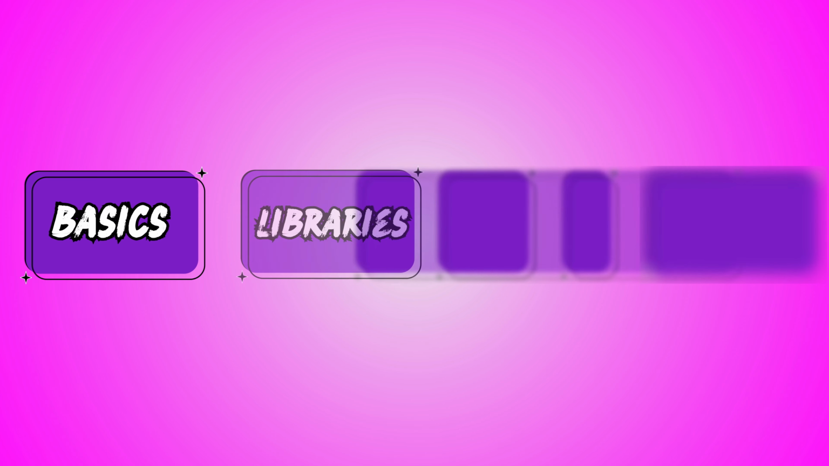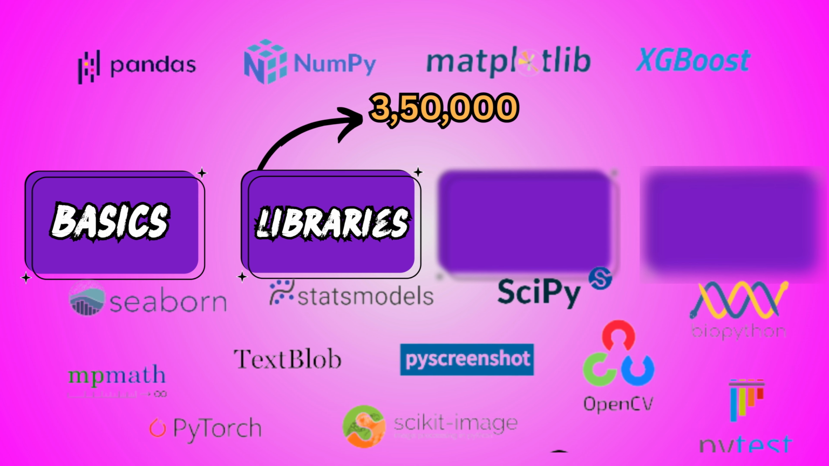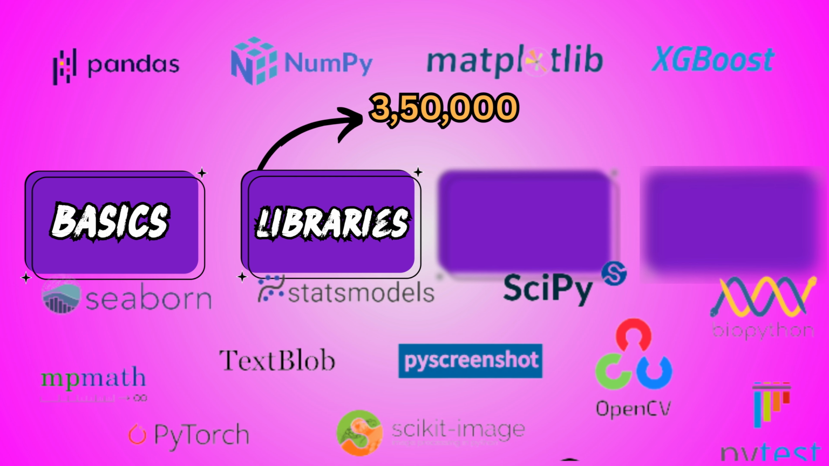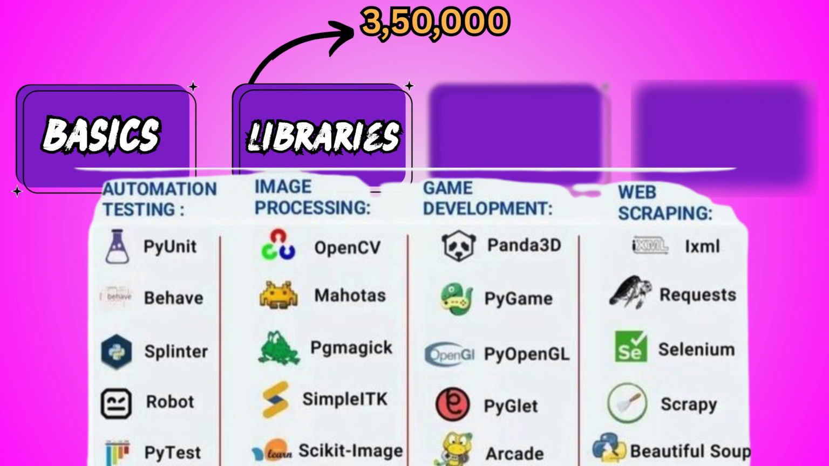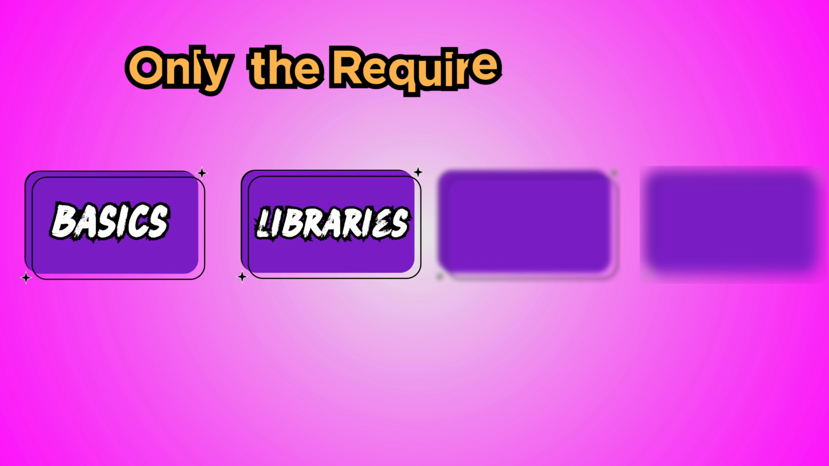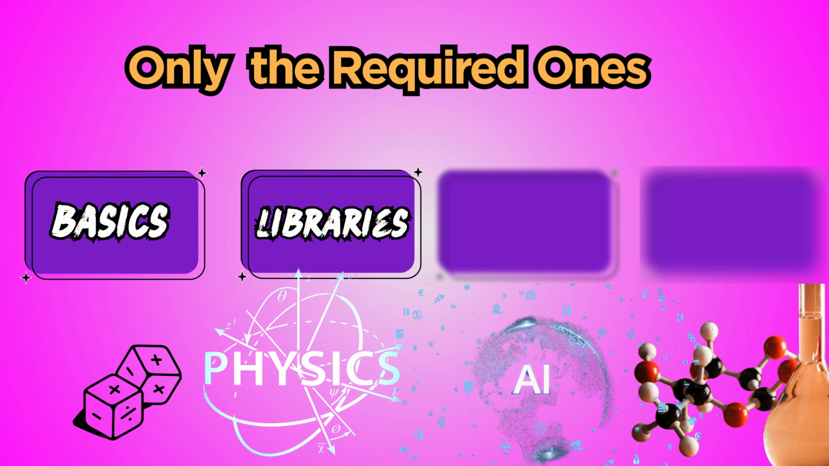In section 2, libraries. Python contains 350,000 libraries like NumPy, Pandas, Flask, Django, Matplotlib, etc. to support any project like web, data science, games, automation. Here we are not going to explore all of these libraries. We will focus on scientific computing and only learn the required ones that are more than enough to handle any physics, mathematics or statistical problem you will ever encounter.